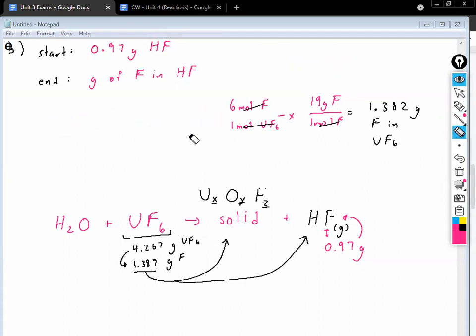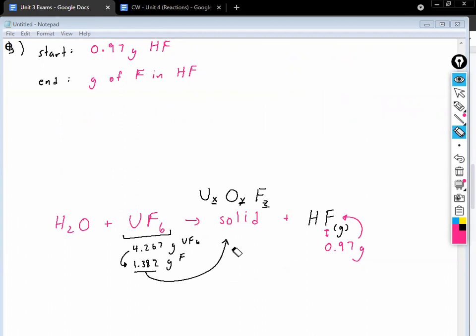So take about a minute. I want you guys to try, using the same method that we did earlier, to figure out how many grams of fluorine are in 0.97 grams of HF. We have our starting number here, 0.97 grams of HF, and I want you to do some stoichiometry and figure out how many grams of fluorine are inside of it. What we're looking for right now is grams of fluorine that are inside of this. So take about a minute, try solving that out.